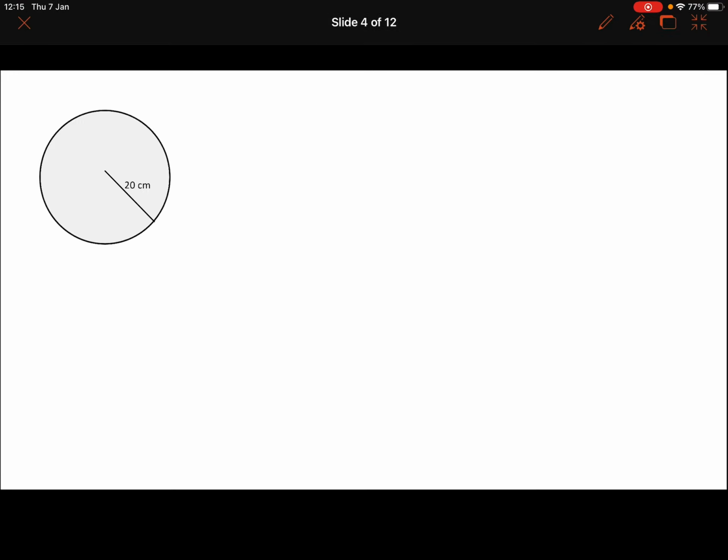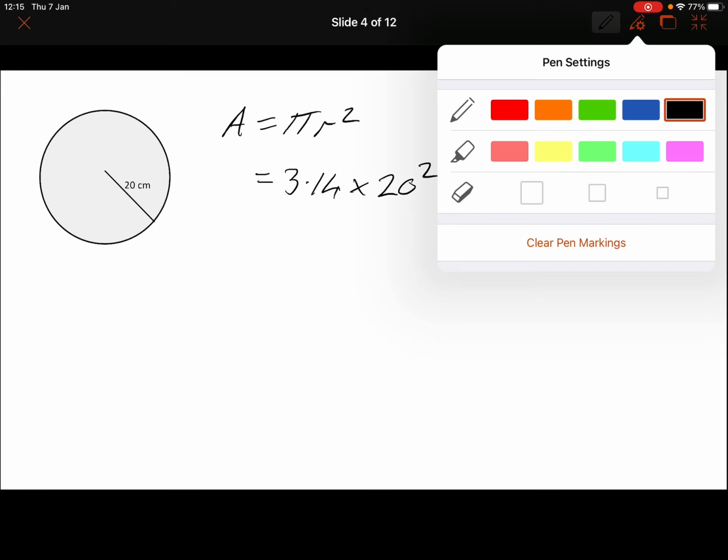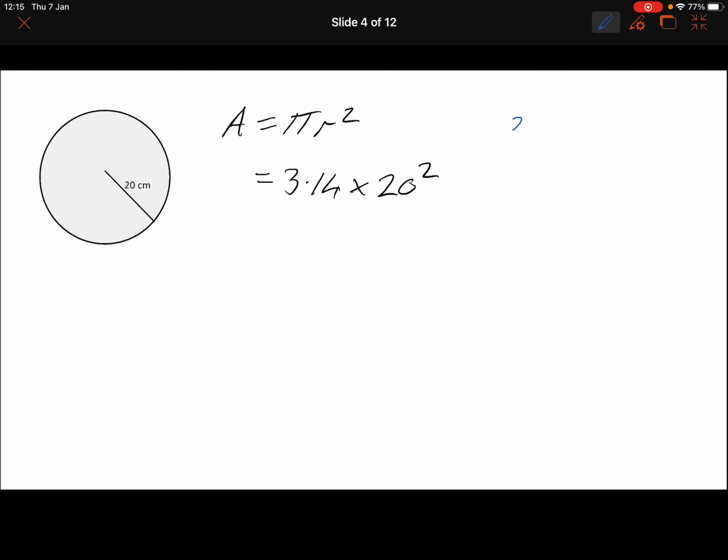So if I have a wee look at the first one, and then my pen, okay. We know that to find the area of a circle, we do A equals pi r squared, okay? So in this occasion here, we are going to use 3.14 as pi. I'm going to times it by the radius squared. So we've got 20 squared there. Just to remind you, 20 squared is the same as doing 20 times 20, okay?